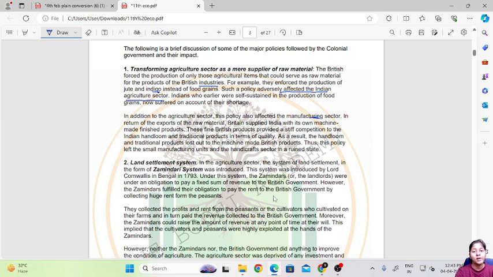Basically what happened is there was a competition between our own Indian products, because what they used to do is export the raw material, and sell their own machine-made finished products. So there is a competition between the Indian domestic product and the British finished product, we can say.